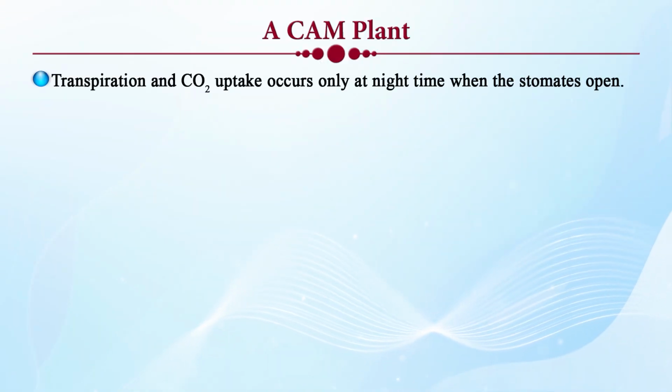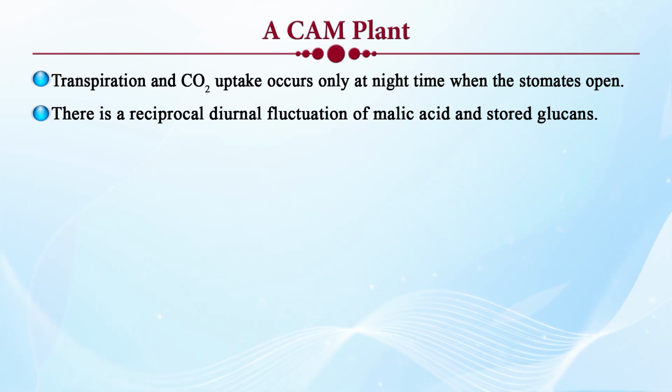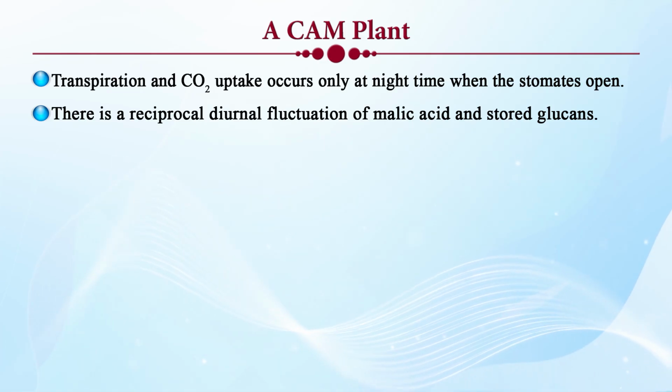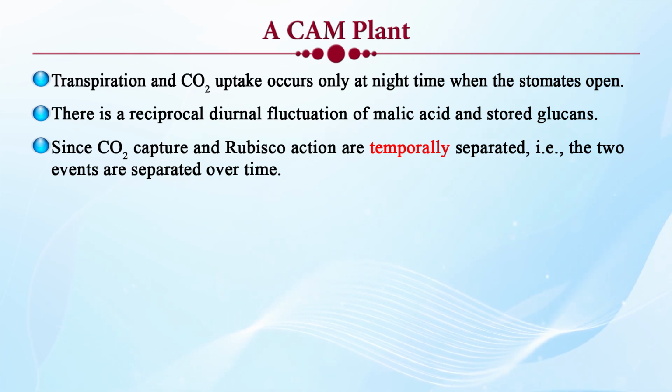Now, this is a very interesting story of compartmentalization, because how can photosynthesis take place with closed stomata is an interesting aspect. So, what happens is that at night time, when these stomata are open, there is a fluctuation which we call reciprocal diurnal fluctuation of malic acid and the stored sugars or glucans. Now, there is a temporal separation of carbon dioxide capture and rubisco.